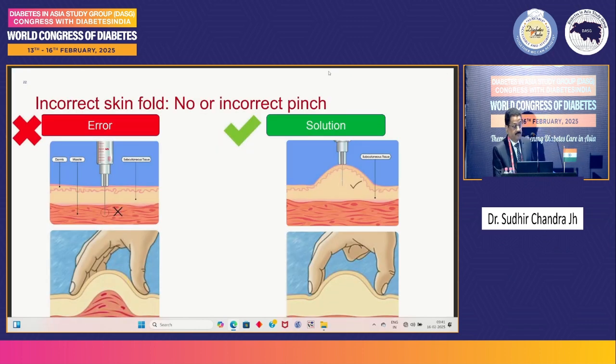And on the left you can see the improper method when the needle is going into the muscle. And in the second, you can see how a wrong pinch has been made. In the pinch itself, the muscle has come. So despite lifting it up in a pinch, if you administer the insulin, it is going into the muscle. The right solution is on the right side.